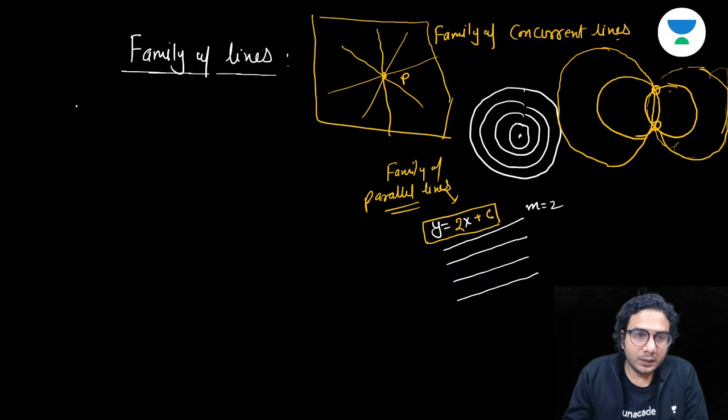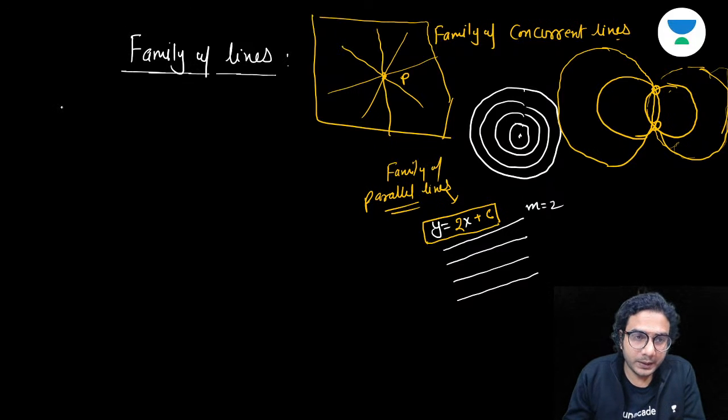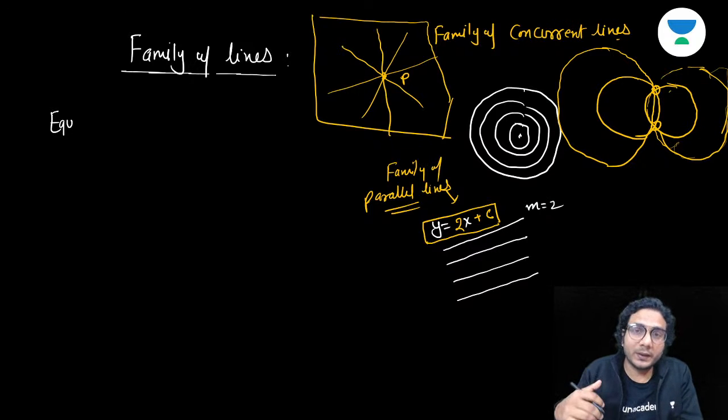Suppose we need to write the equation of a family. First we are learning how to write the equation of a family of lines passing through a fixed point. Then we will see, if the equation of a family of lines is given, how to find the point where these lines are concurrent. So, two ways.